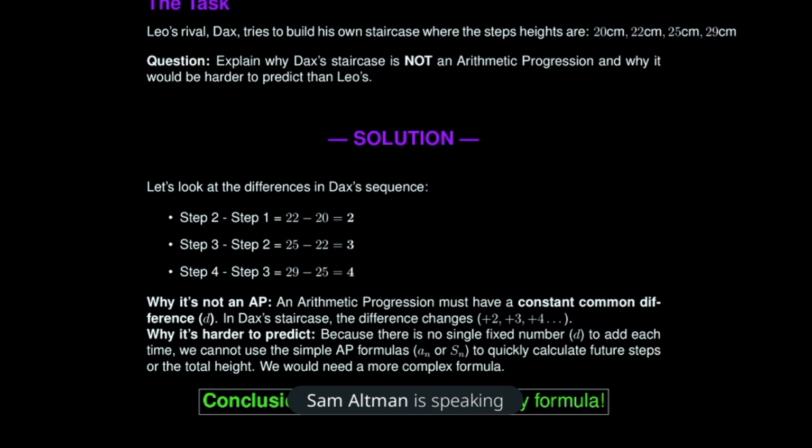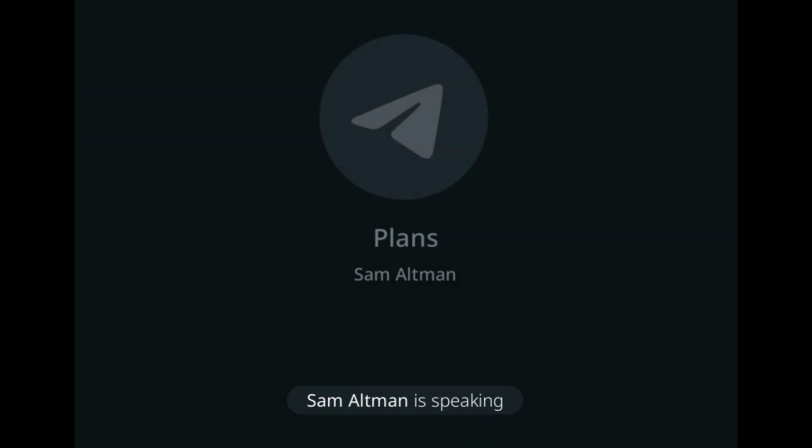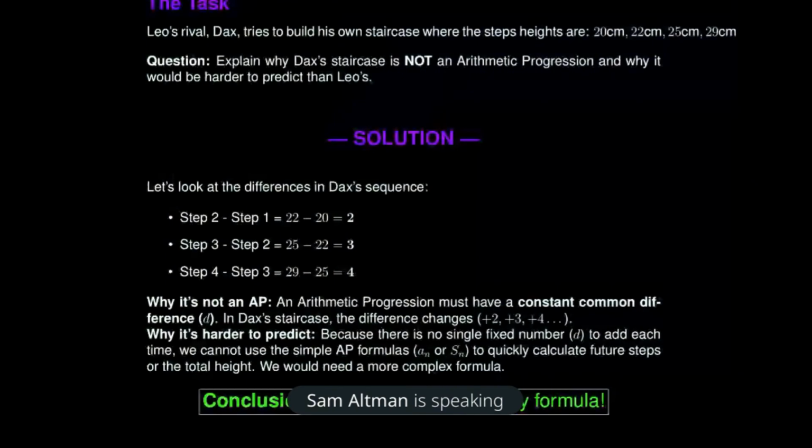And why is it not an AP? Because the common difference is not constant. Remember, the common difference should always be constant. Only then is a sequence known as an arithmetic progression. And why is it harder to predict? Because there is no single fixed number d to add each time. We cannot use the simple AP formulas to quickly calculate the future steps or the total height. We would need a more complex formula. So the conclusion is: no constant d, no easy formula.